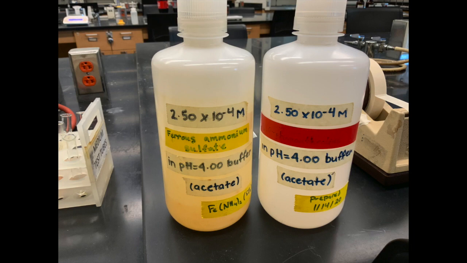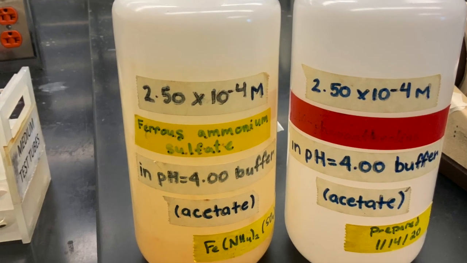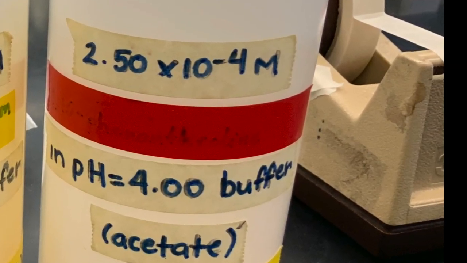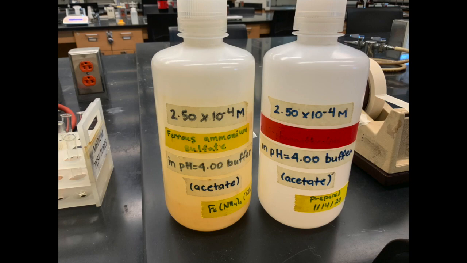We are using two different solutions here to make our complex ion product. A solution containing iron ion and a solution containing the phenanthroline molecule. Both of these solutions are at 2.5 times 10 to the minus 4 molar.